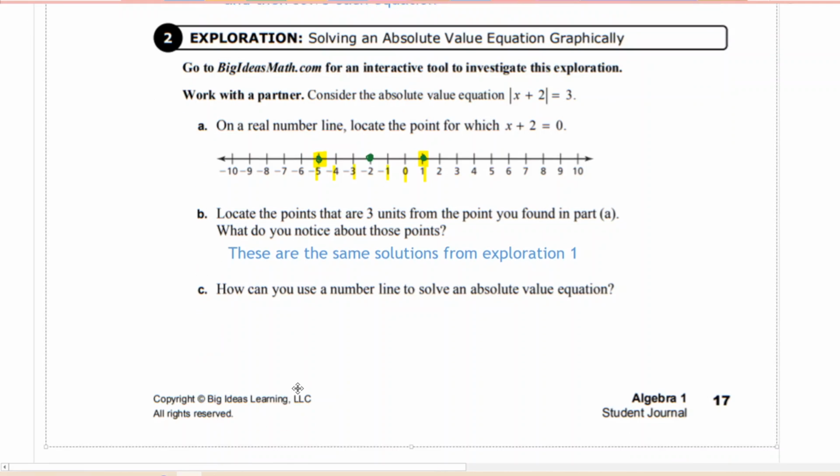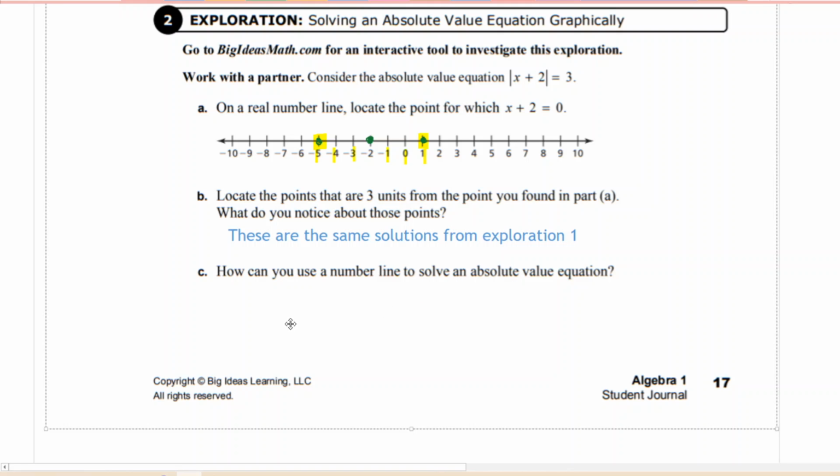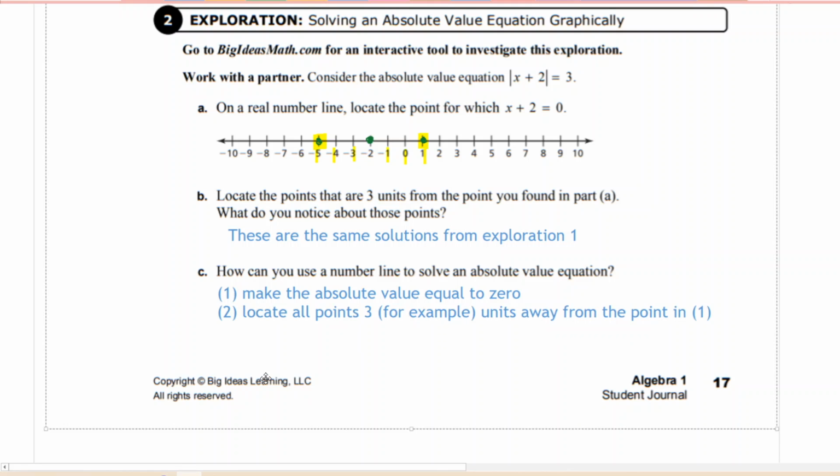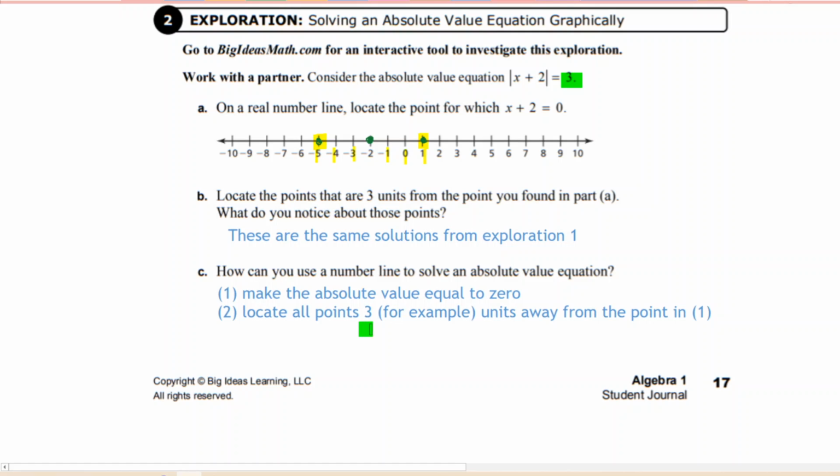So if you want to use a number line, and this is really high-ordered mathematical thinking here, you do a couple things. First, you would make the absolute value equal 0. And then you would locate all points 3 units away from the point that we located in number 1. Now it says for example over here because here we had a 3, which is why we're using a 3 here. If this was a 5, then obviously this would say locate all points 5 units away from the point that we found in part 1.